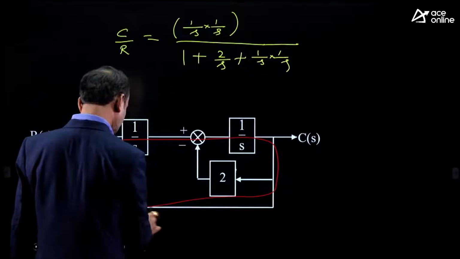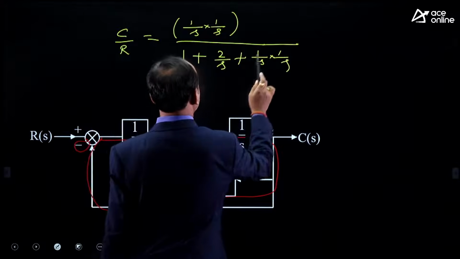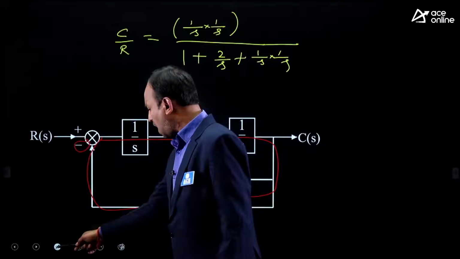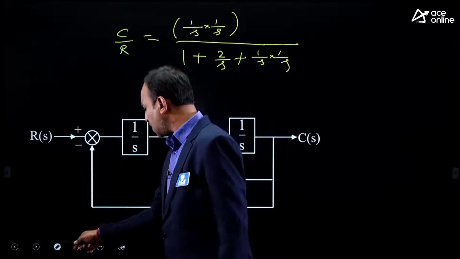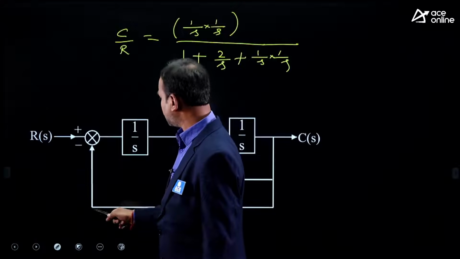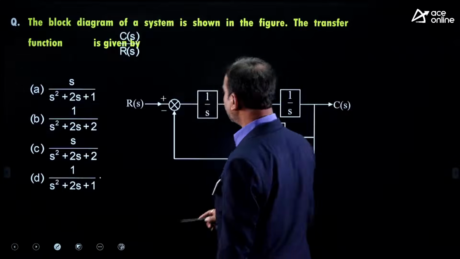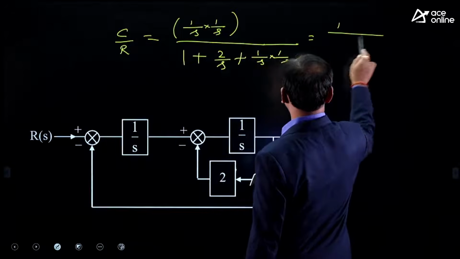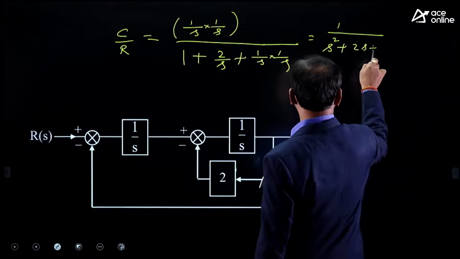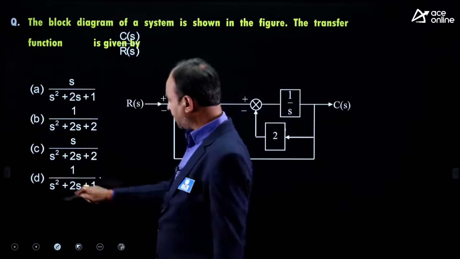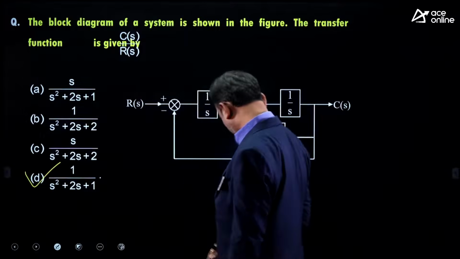Now here nothing is there, so that path is 1 only. Leave it. These are the loops, dear. After the simplification of this one, what is the answer you will get? No doubt you will get 1 by S square plus 2S plus 1, dear. Simplify it, no doubt. So option D is the perfect answer.